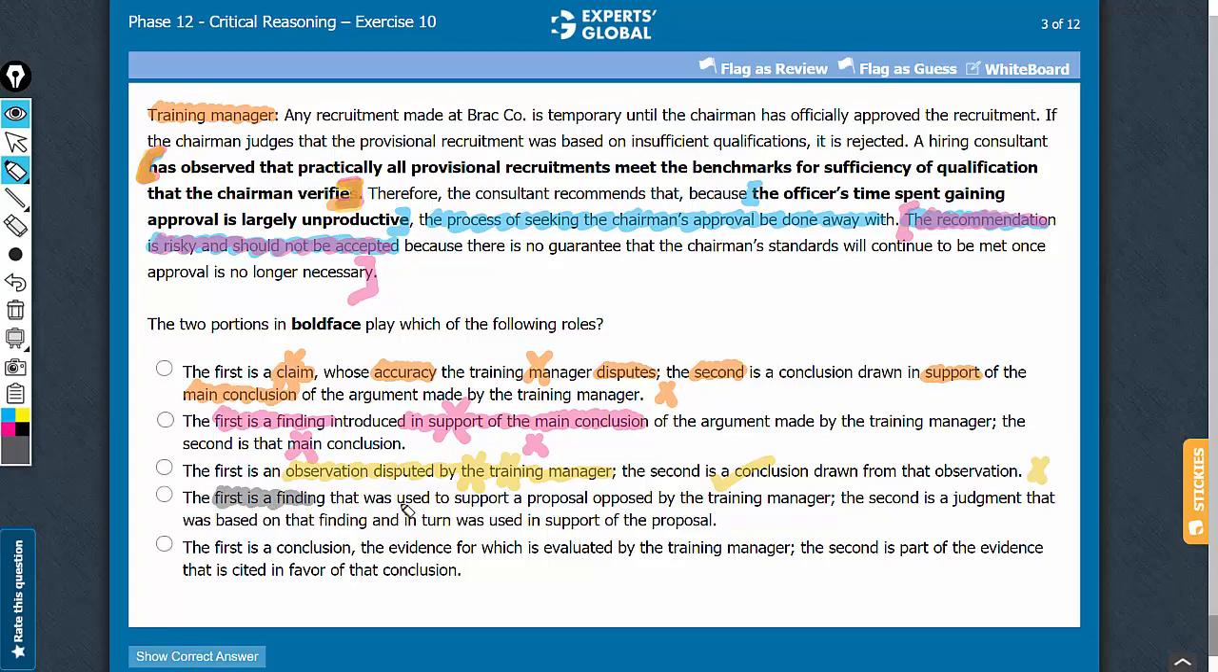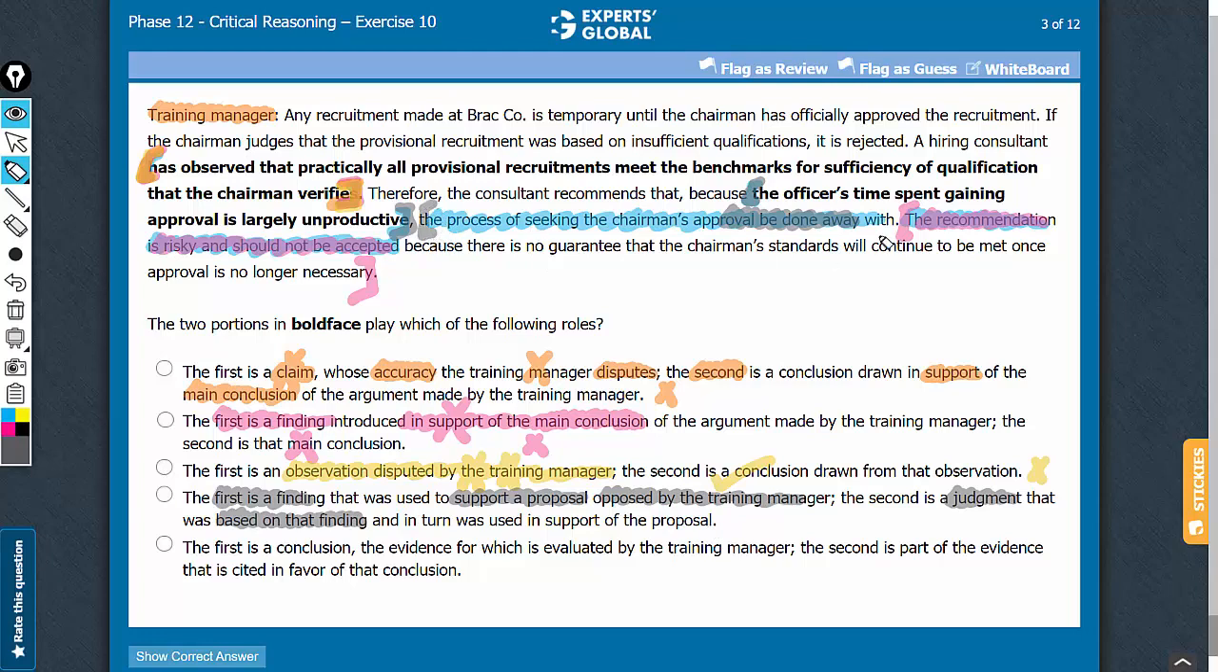The first is a finding that's correct, used to support a proposal opposed by the training manager. That's absolutely correct. The training manager opposes the proposal of doing away with the chairman's approval. Look at the second part here. The second is a judgment. Yes, this can be called a judgment, the second boldface here, that was based on that finding. Yes, the second boldface is based on the finding mentioned in the first boldface and in turn was used in support of the proposal. Yes, that's correct.